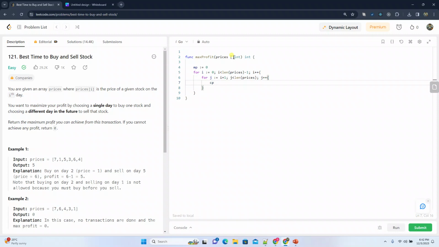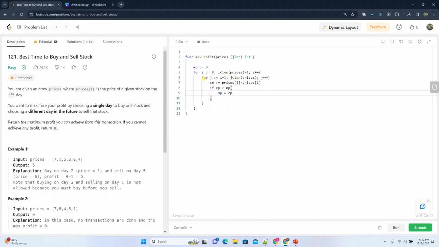First we'll check the current profit. Current profit is equal to prices at j minus prices of i. So we will get the current difference, whatever the profit we get. This is the current profit, CP. If current profit is greater than maximum profit, then maximum profit is equal to current profit. That's it.